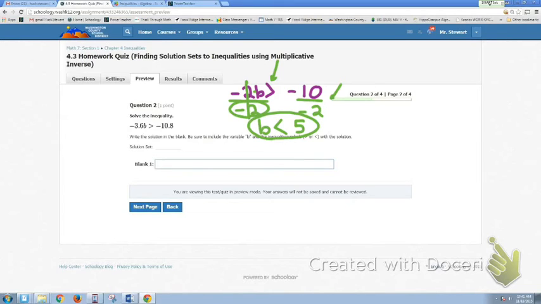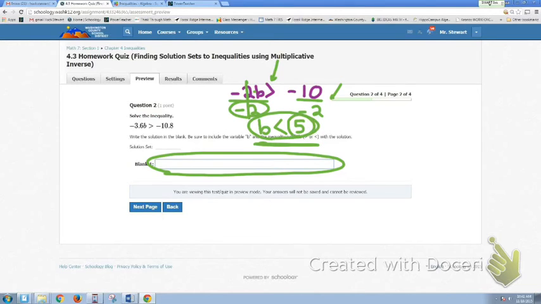Now yours is going to be different. You're going to want to type your answer down in here. And you're going to have to type it just like this, where b is less than 5. If you just put 5 here, that wouldn't be a solution to this inequality. Even if it was a solution, that would only be a single solution, and wouldn't be the entire solution set. So you need to write the inequality out using the variable, using the symbol, and using the value. And that will help you pass this quiz.